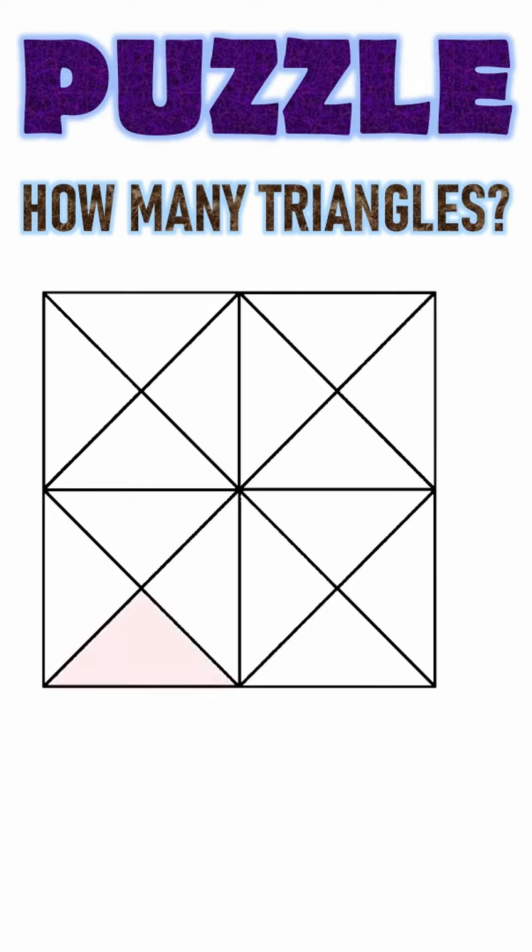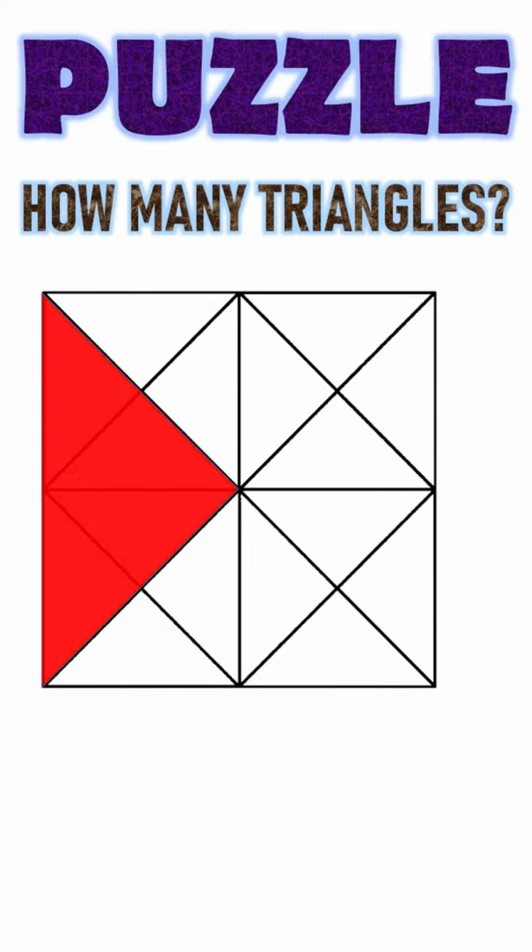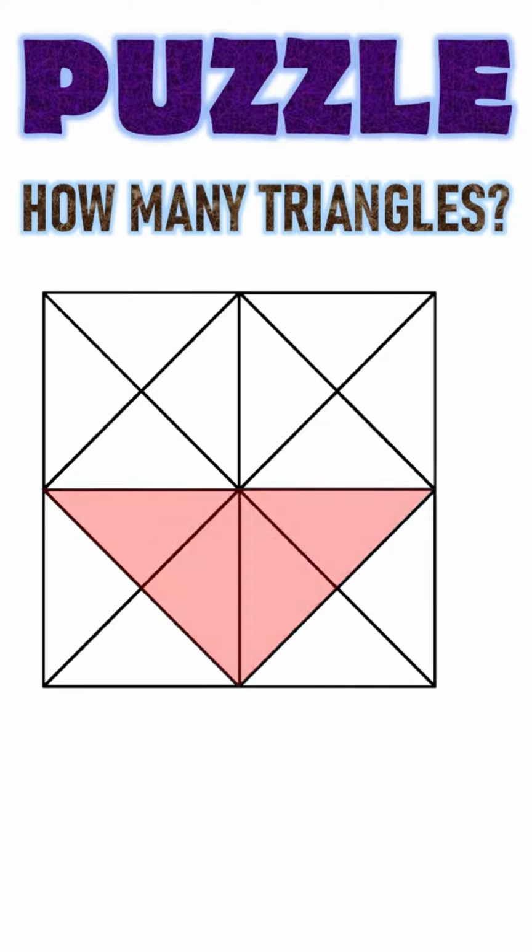Let me show you. 1, 2, 3, 4. And since there are 4 same squares, that means 4 multiplied by 4 will be 16 triangles like that. Next, 1, 2, 3, 4. And again, 4 multiplied by 4, we are going to have 16 triangles. So now in total we have 32 triangles. Next, 33, 34, 35, 36, 37, 38, 39, 40, 41, 42, 43, 44.